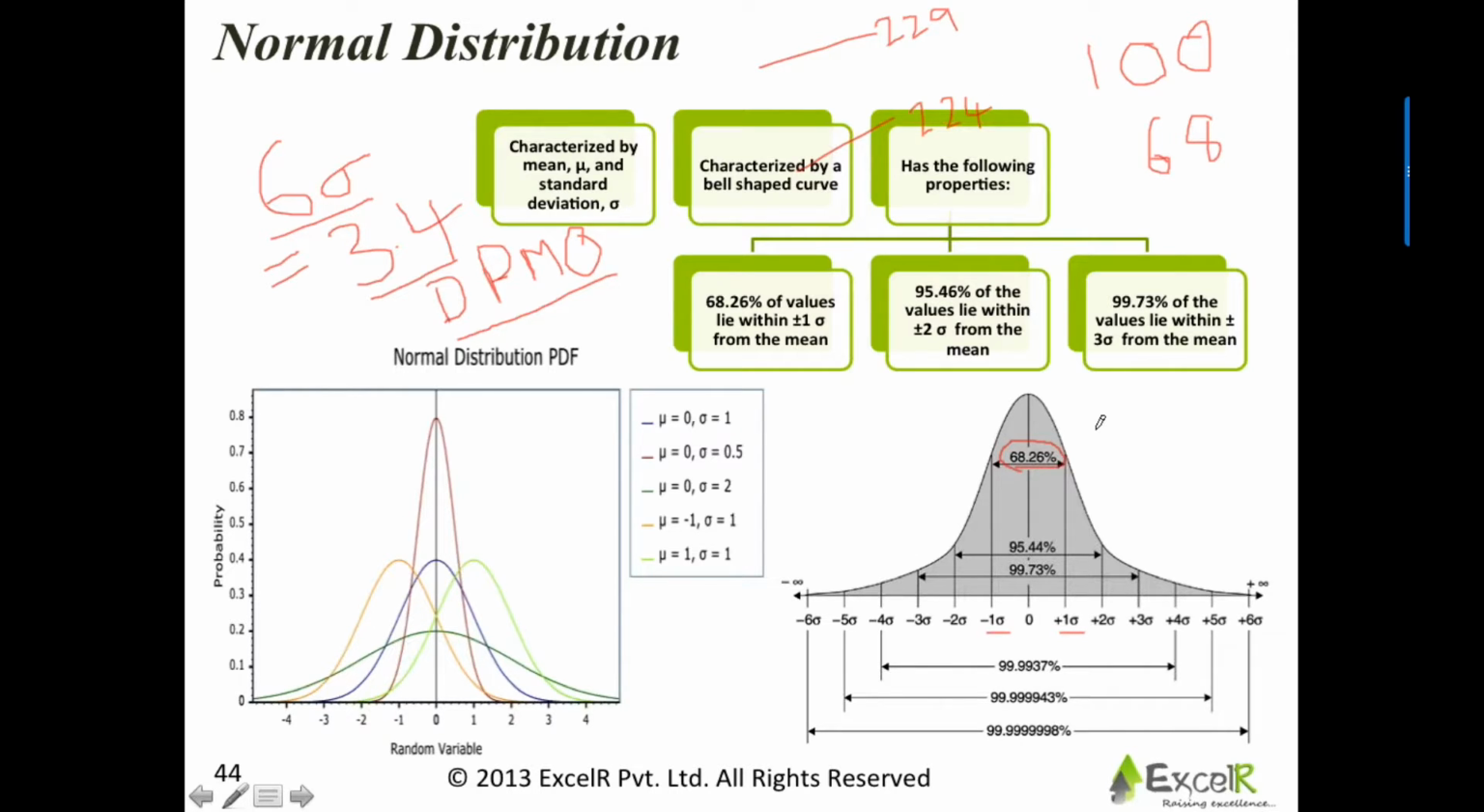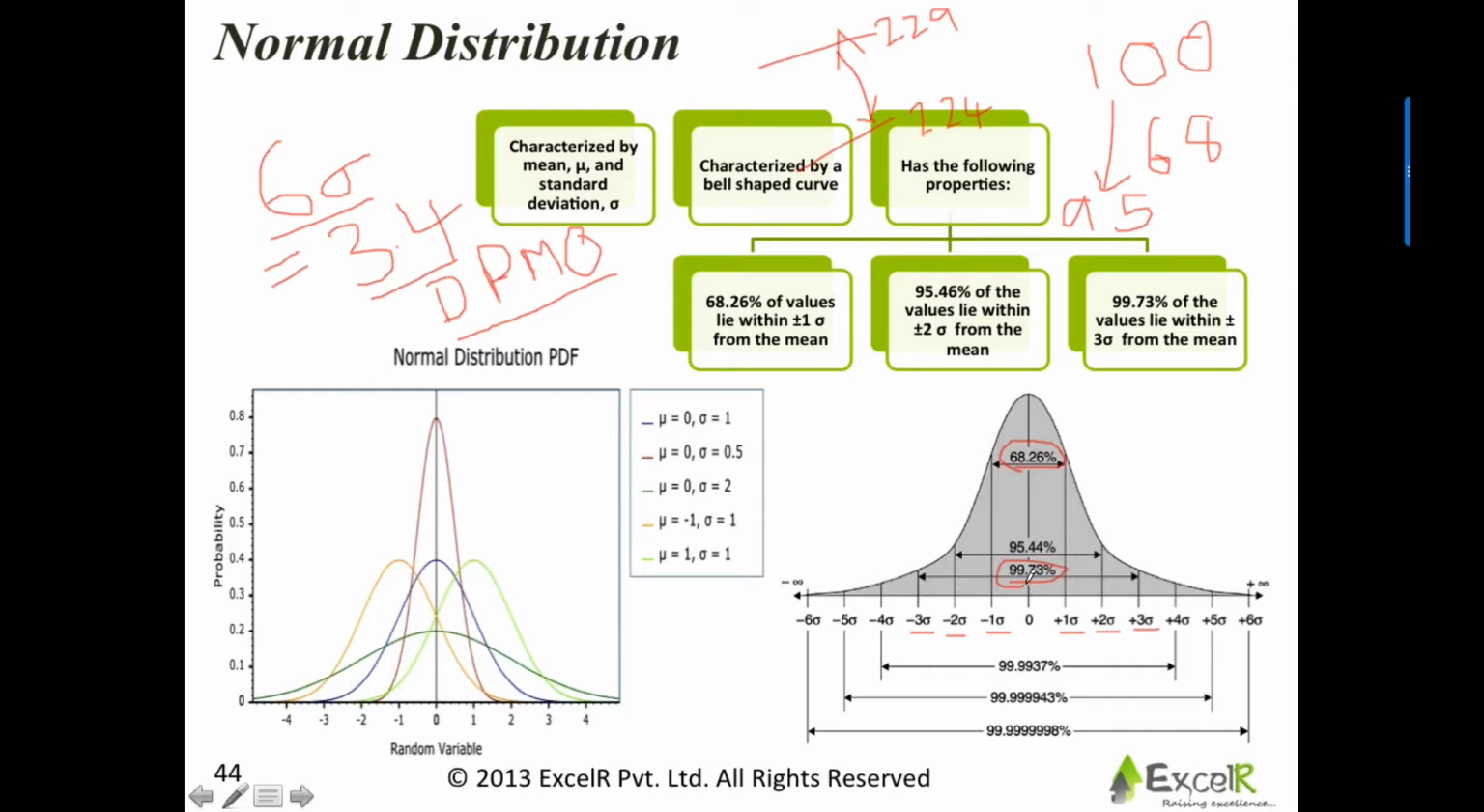Right? And if you're operating at plus or minus 2 sigma, then 95.44% of your products will meet the customer requirements. That means if I'm manufacturing 100 cricket balls, approximately 95 cricket balls will meet this customer requirement of 229 to 224 mm. And if you're operating at plus or minus 3 sigma, that means 99.73% of your cricket balls will meet your customer requirements.